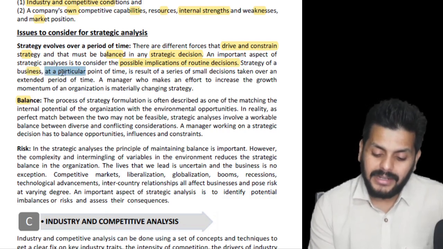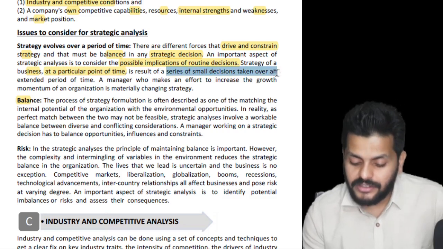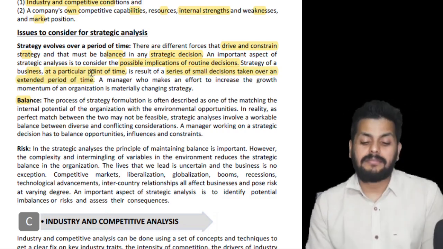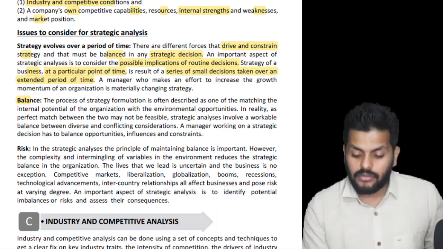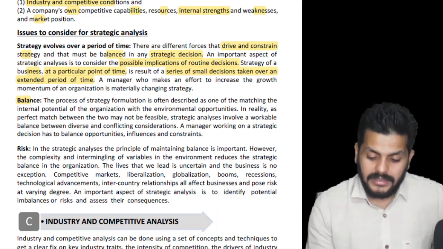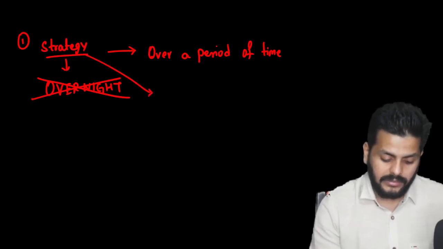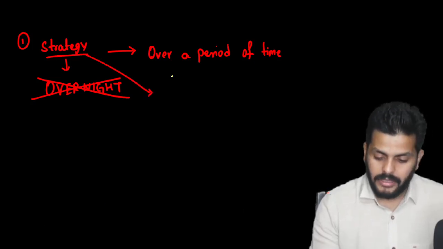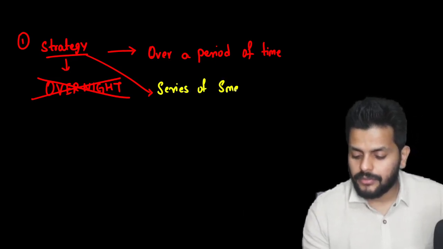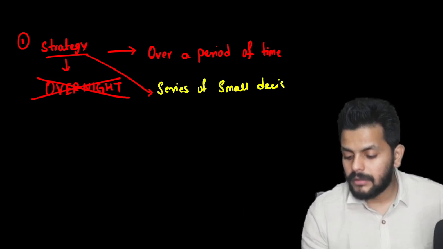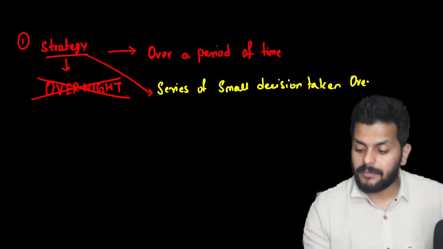Strategy of a business at a particular point of time is a result of a series of small decisions taken over an extended period of time. Please underline that entire sentence, because that's what strategy making is all about. What is strategy making here? A series of small decisions taken over a period of time. So strategy is nothing but a series of small decisions taken over an extended period of time.